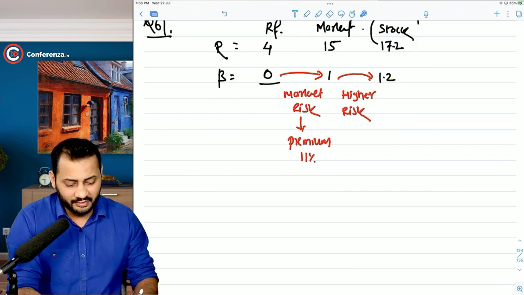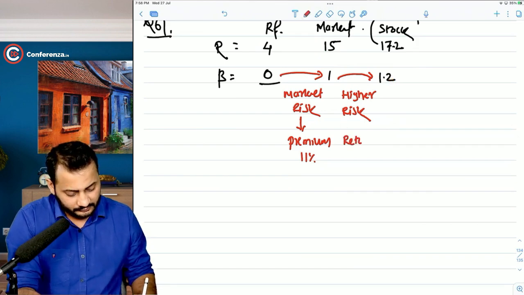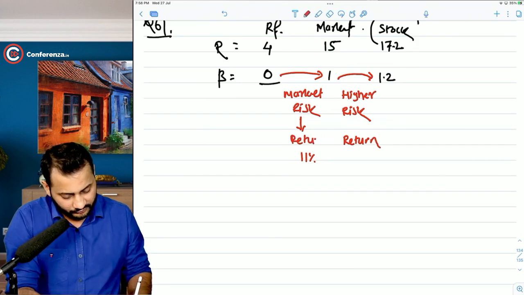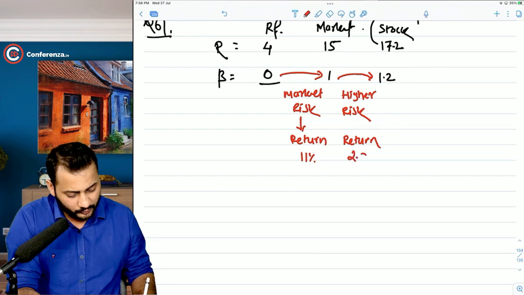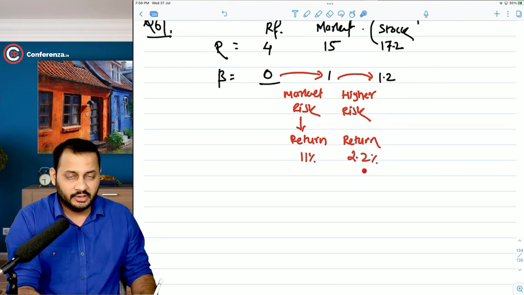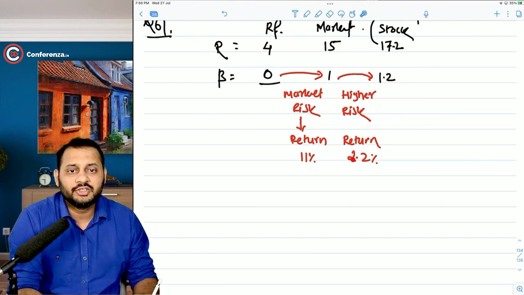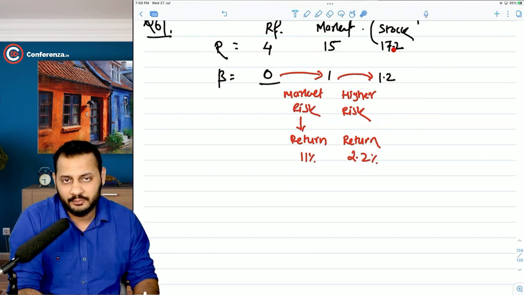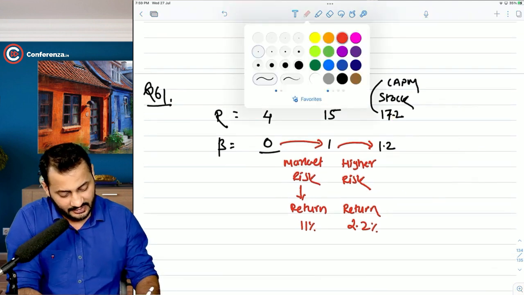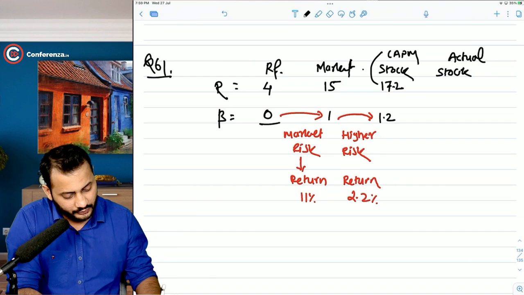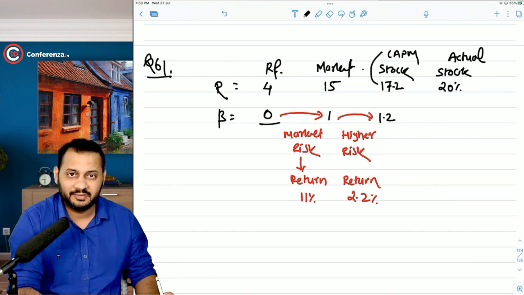And what do you think is the return, or we can say premium, return for this higher risk? Only 2.2%. Can I say? For 0.2 of the higher risk, the return is 2.2%, 15 to 17.2. Right. And the last part. Let's say the stock's actual return comes to 20%.